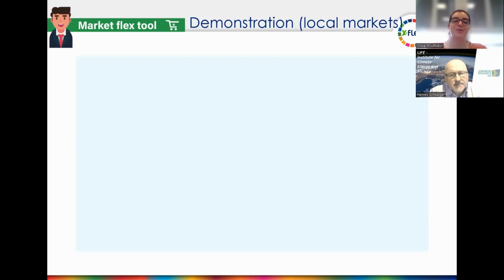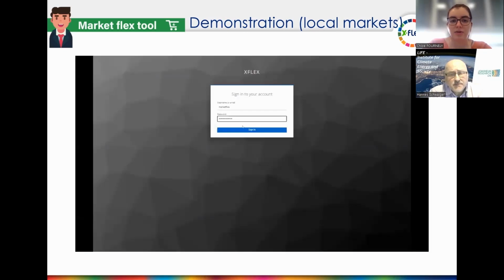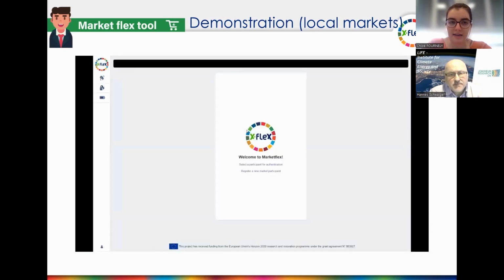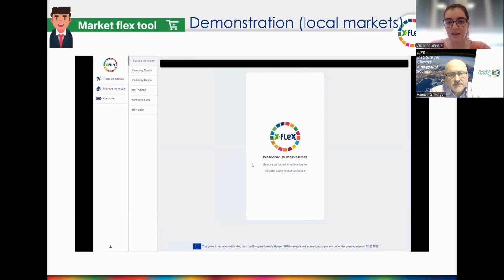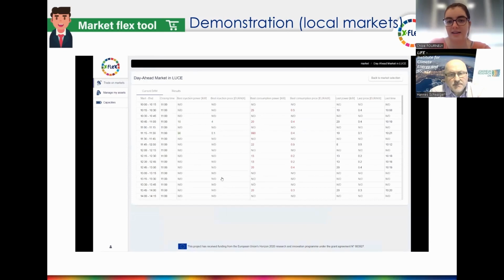So I would like to show a bit the MARKETFLEX platform. How does it look like? And this is the example for local markets. So we took the example of the Luce pilot in Slovenia. And as you can see, here we select the view of, I am an aggregator in Slovenia, I would like to bid, and I would like to bid for a day-ahead market, so for tomorrow.